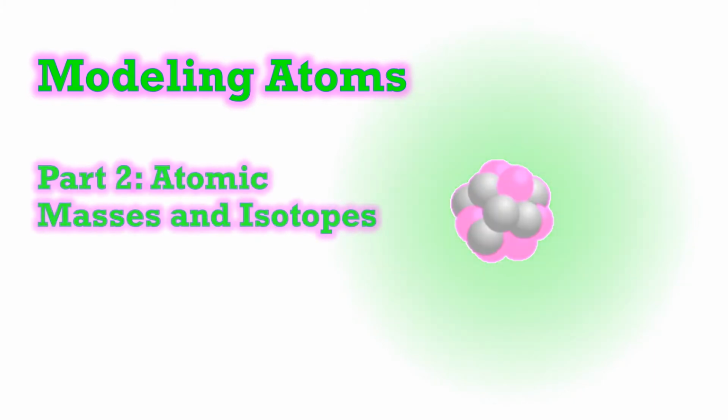So this second PowerPoint on modeling atoms, here we see a carbon nucleus. The second part is called atomic masses and isotopes, and it's going to focus on the question of what happens if you have atoms that have extra mass.